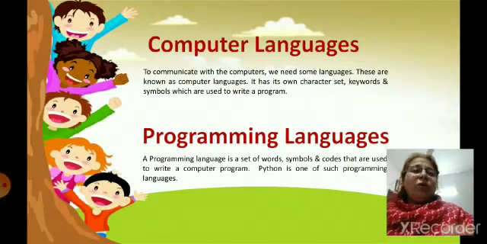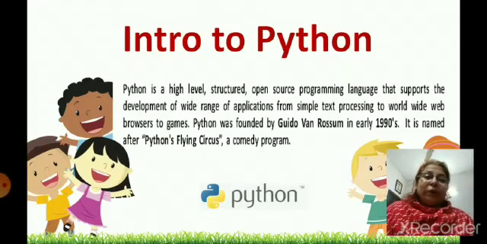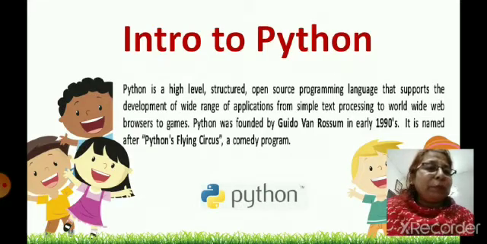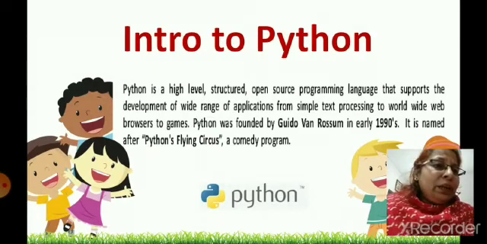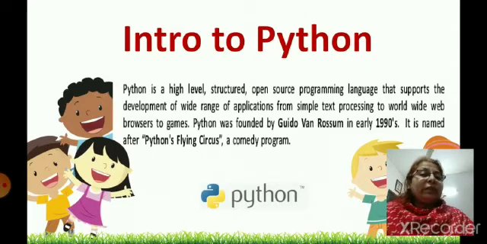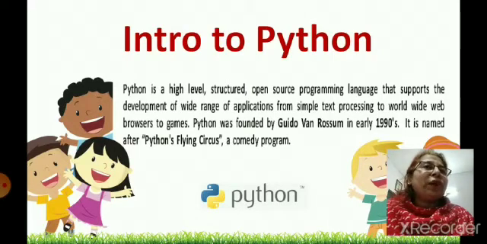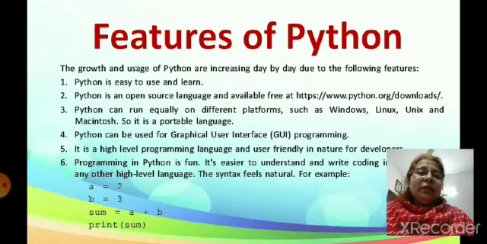Okay. Now, Python is the high-level structured open source programming language that supports the development of a wide range of applications. It was developed by Guido van Rossum in the 1990s. And it's named after Monty Python's Flying Circus, a comedy program which in those days was very popular. Now we will discuss some features of Python.